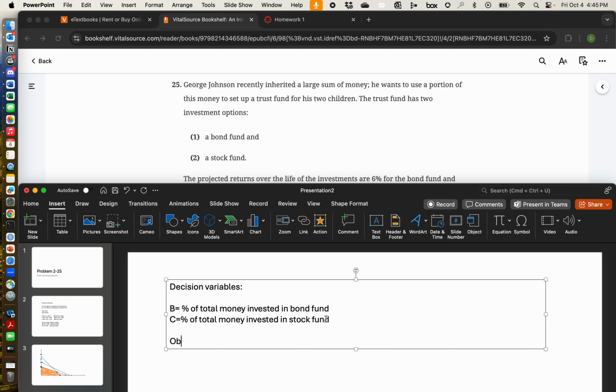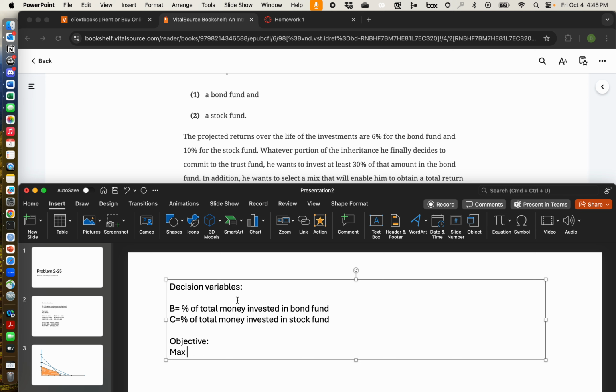Then the objective is to maximize the return. The returns we get are 6% on the bond fund and 10% on the stock fund. So it'll be 6% times the percentage of investment in the bond fund, plus 10% in the stock fund. I don't know why I said C. That should be S, stock fund. So I want to maximize this function right here.